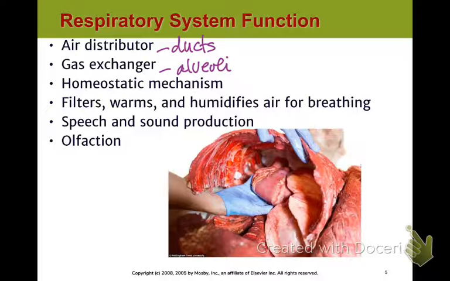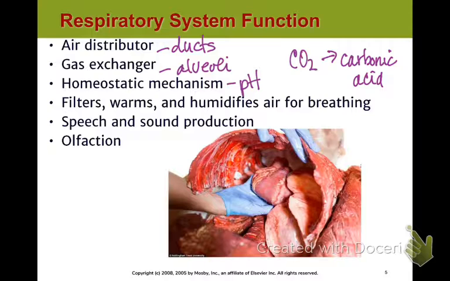Homeostasis is maintained by making sure that we have enough oxygen to break down glucose in our mitochondria, as well as maintaining the pH level of our blood, because carbon dioxide breaks down into carbonic acid in our bloodstream. So pH values are maintained. That helps to maintain homeostasis, as well as the necessary exchange of oxygen and carbon dioxide.